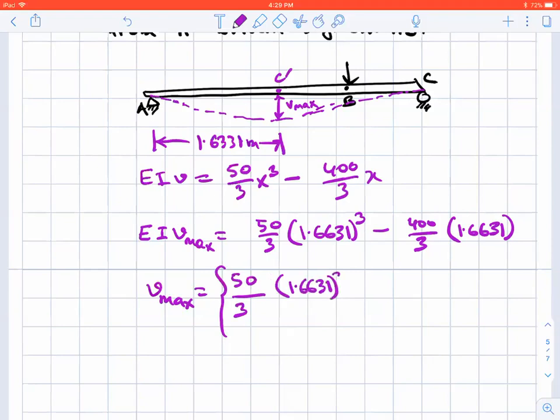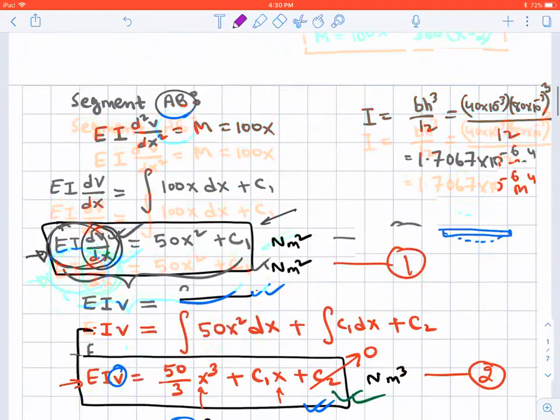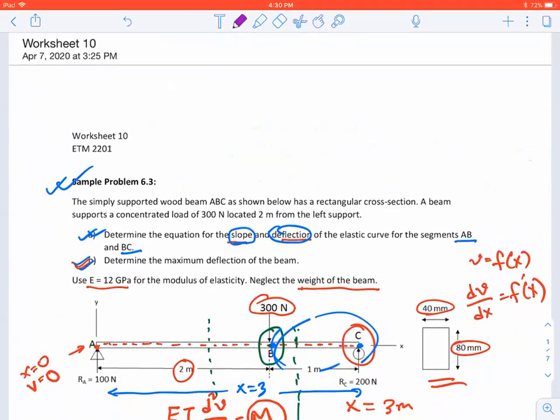0.6631 cube minus 400 over 3, 1 over. If you recall, your modulus of elasticity is 12 gigapascal. That means 12 times 10 to the power 9. And I is given.